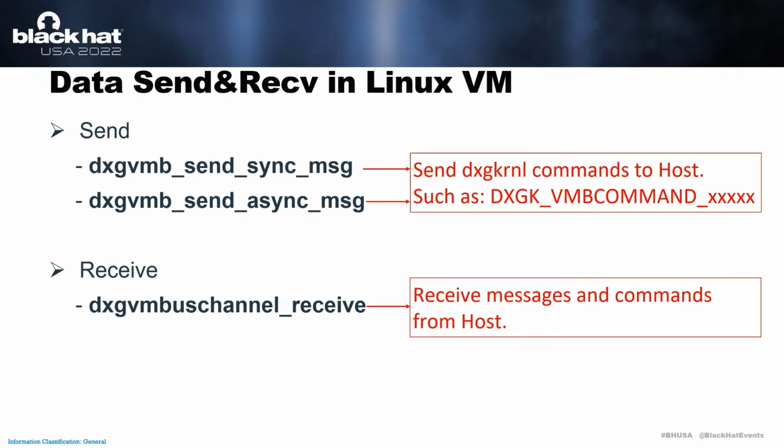The DXG kernel Linux kernel module uses dxg_vmb_send_sync_message and dxg_vmb_send_async_message to send DXG kernel commands to the host machine. And the dxg_vmbus_channel_receive function is used to receive messages and commands from the host machine.